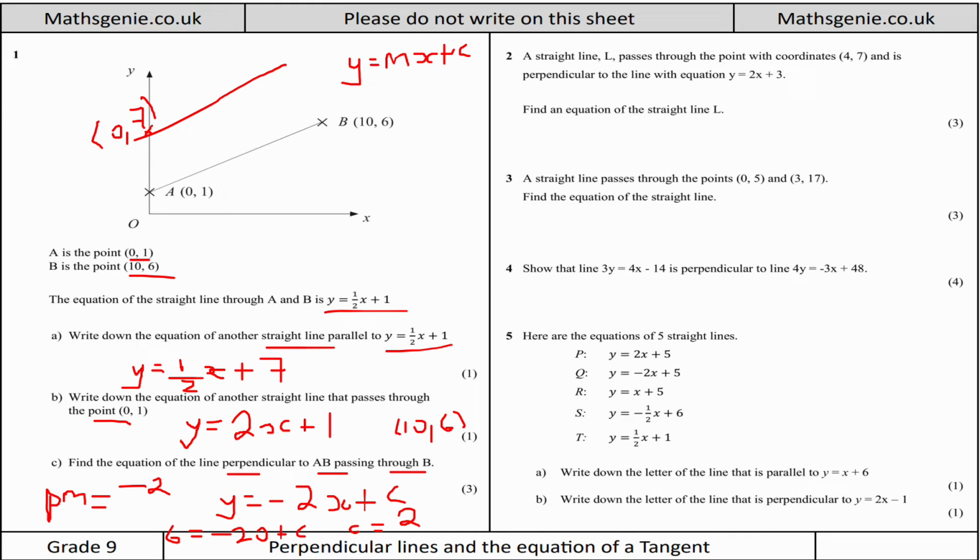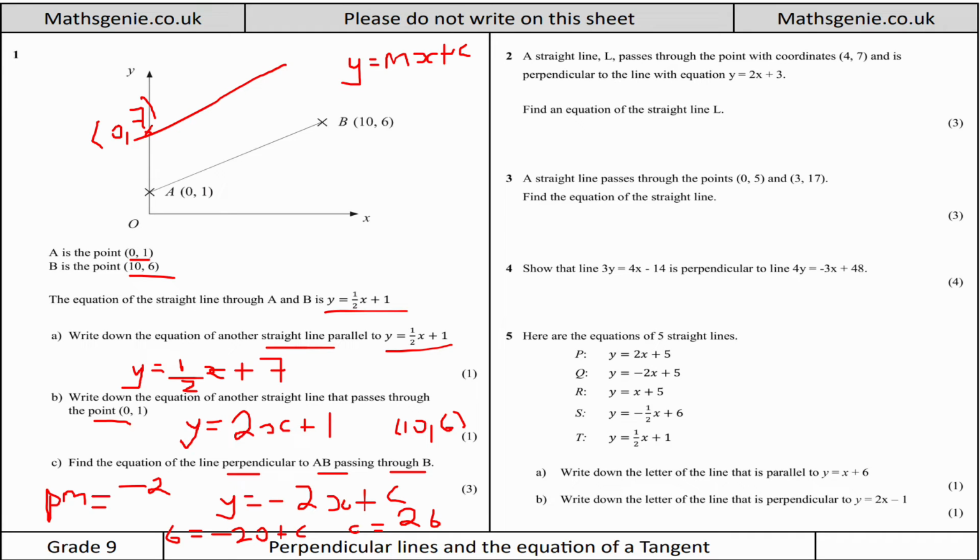So the key part to remember guys, is that perpendicular gradients are the negative reciprocal of one another. So I flip the fraction, it's the reciprocal, and then I make it the negated sign. If it's currently negative it becomes a positive, if it's currently positive it becomes a negative. The idea is that the product of the two gradients has to multiply to give me negative 1. So c is equal to 26 here, guys.